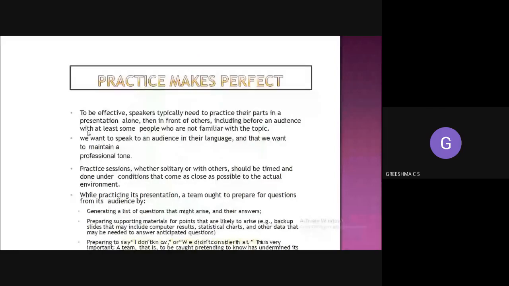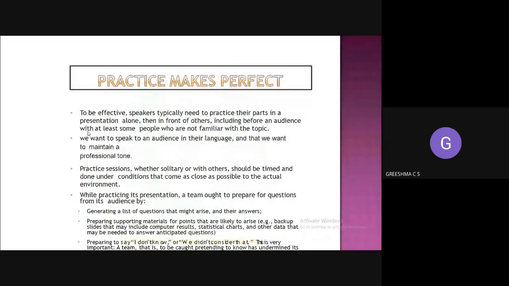Next one is practice makes you perfect. Yes, definitely. Experience makes a man perfect, like practice makes you perfect. How is this done? Effective speakers typically need to practice their parts of the presentation alone and then in front of others, including before an audience, with at least some people who are not familiar with the topic. We want to speak to an audience in their language and maintain a professional tone.